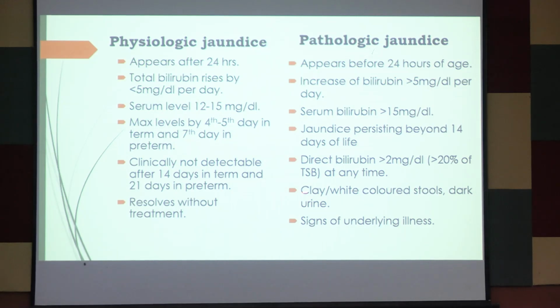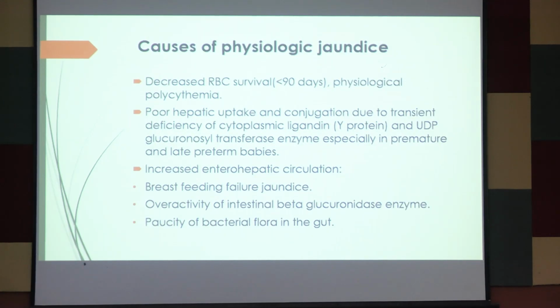Presenting features will be clay or white colored stools, dark urine, and signs of underlying illness. There are several causes of pathological jaundice. Symptoms or clinical features will be according to the underlying condition or illness. Now, causes of physiological jaundice.